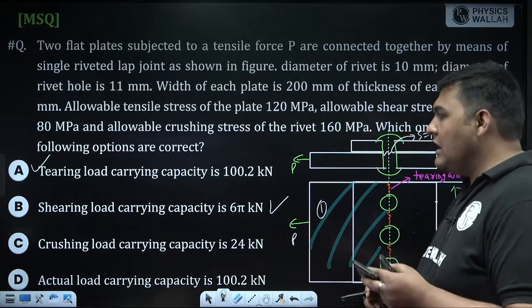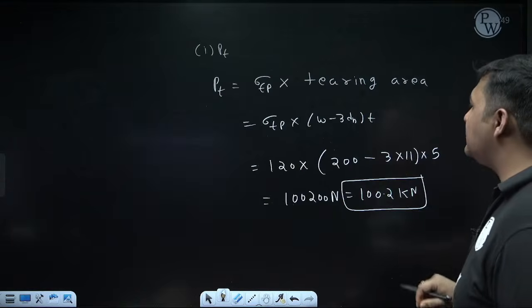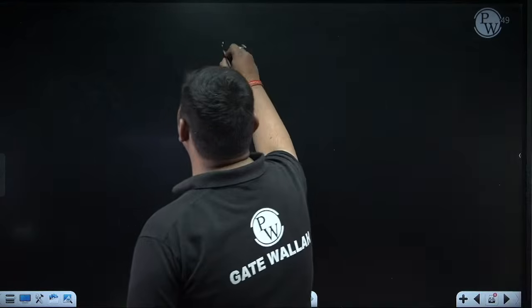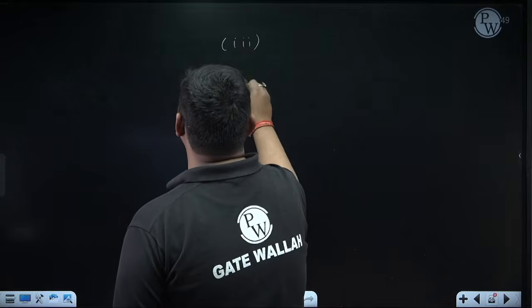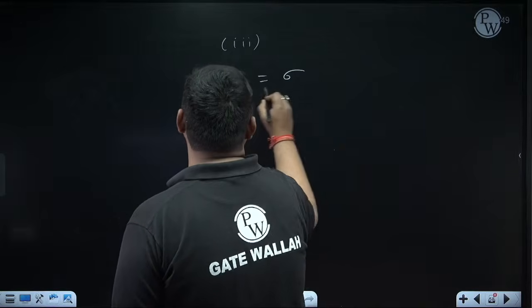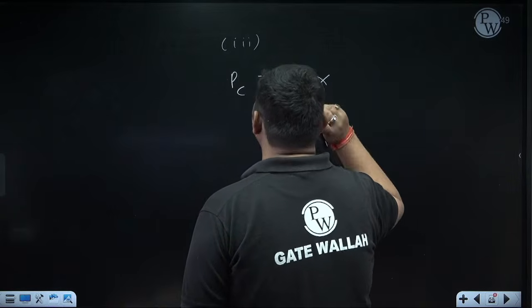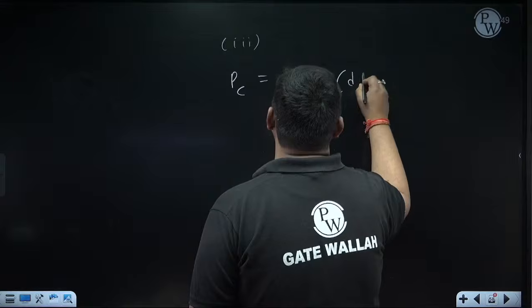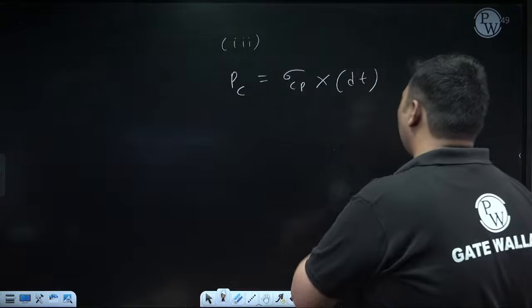Very good. Now, next we have to calculate crushing load capacity. It is very easy. You can actually remember the formula to calculate this. See, crushing load capacity is always first equate actual crushing stress with permissible, which is sigma Cp, into total crushing area. Total crushing area. First, write the expression of crushing area of one rivet, which is d into t. This formula you have to remember.